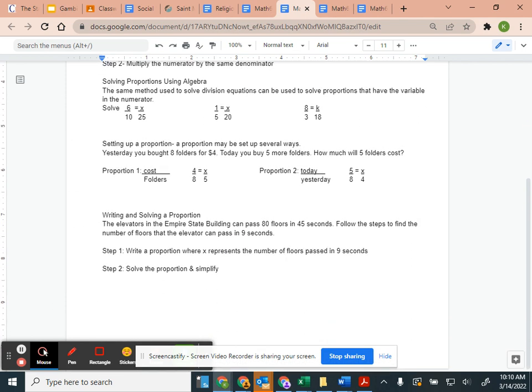Let's see, writing and solving a proportion. So let's work this one out together. The elevators in the Empire State Building can pass 80 floors in 45 seconds. Follow the steps to find the number of floors that the elevator can pass in 9 seconds. So write a proportion where x represents the number of floors passed in 9 seconds. How would I set this up? Tristan C., how would I set up my proportion?